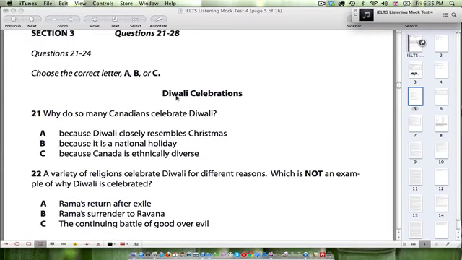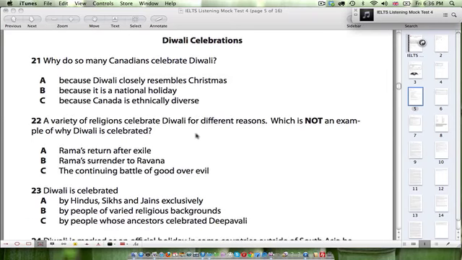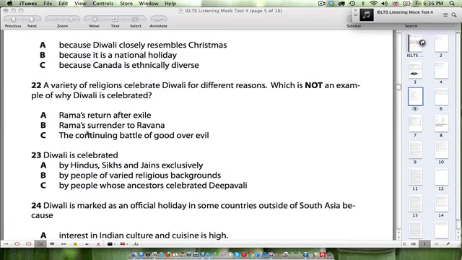Okay, we're talking about Diwali. Why do so many Canadians celebrate Diwali? Because Diwali closely resembles Christmas, because it's a national holiday, because Canada is ethnically diverse. A variety of religions celebrate Diwali for different reasons. Which is not an example of why Diwali is celebrated? Okay, Rama. Now, who is Rama? I'm sure this will appear in our listening. Rama's return after exile, Rama's surrender to Ravana, another person that we'll hear, the continuing battle of good over evil.